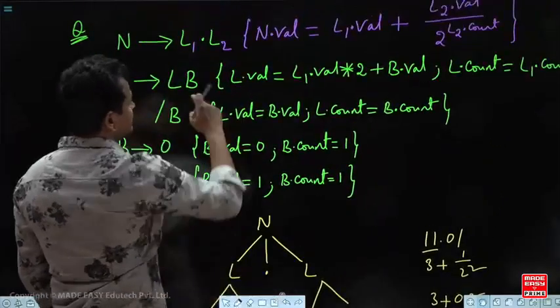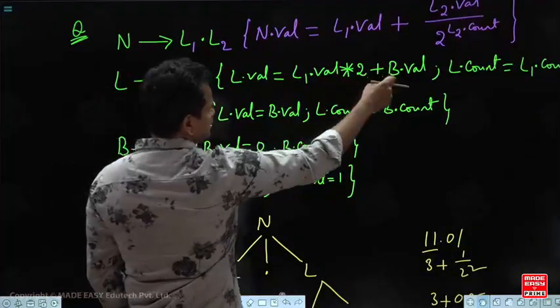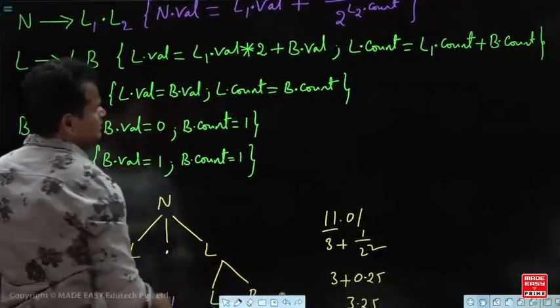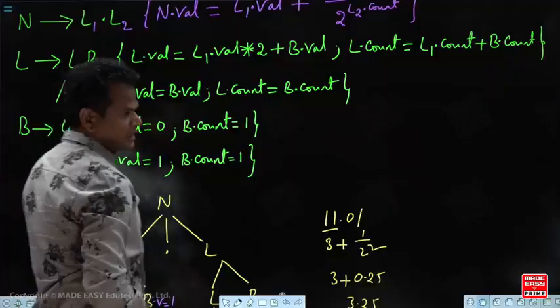And L derives LB: L dot value equals L1 dot value into 2 plus B dot value, and L dot count equals L1 dot count plus B dot count. I think, have you copied this one?